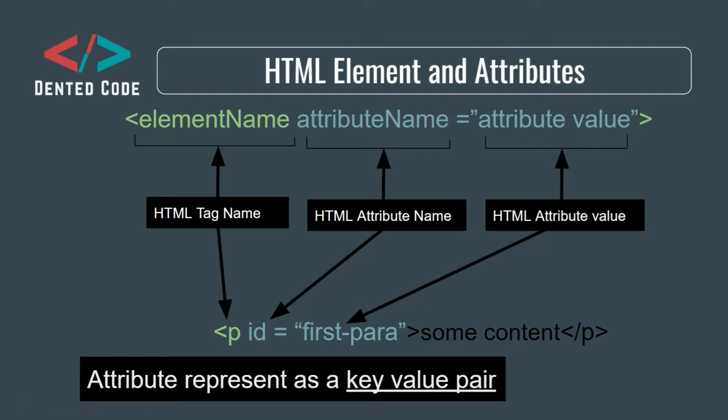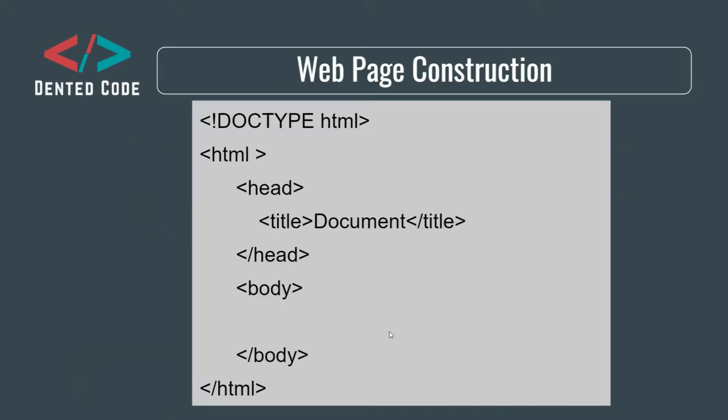Attributes are represented as key-value pairs in most cases. Some attributes you can use by attribute name alone. We will look into that later as well, but for now, just remember that attributes always come with a value. And this is how you construct the web page.